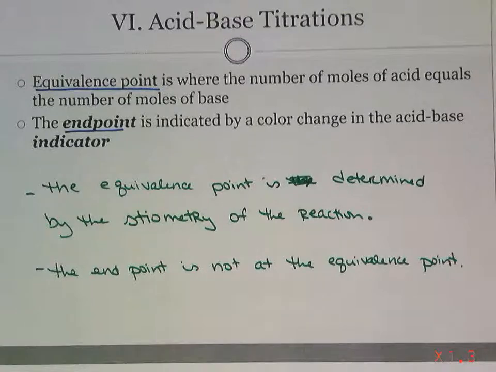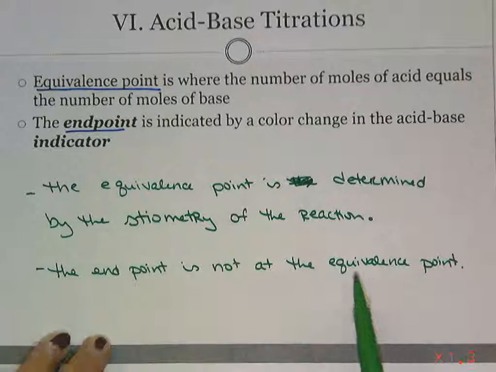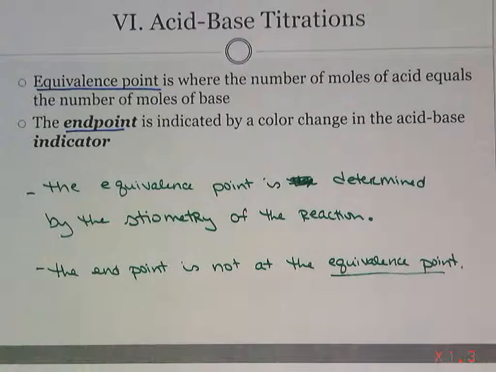But if we were really looking for the equivalence point, we would recognize that the end point is just slightly past it. Because you have to add, in our case, a little bit more base past the equivalence point to get it to turn pink, because it turns pink in basic solution. They're not the same. So we're going to be in this class looking for equivalence points. Where do they stoichiometrically equal each other?